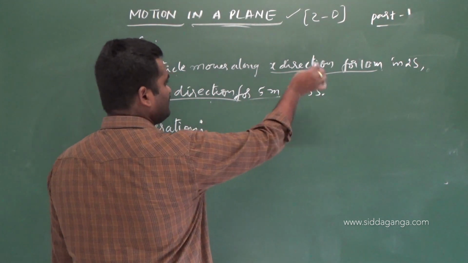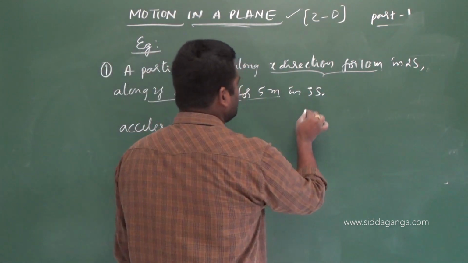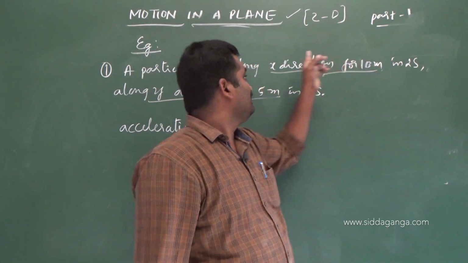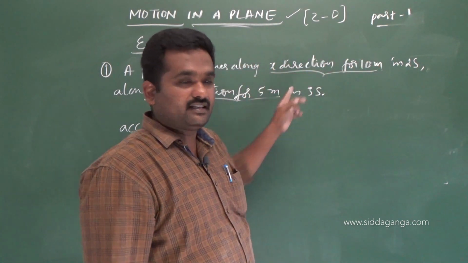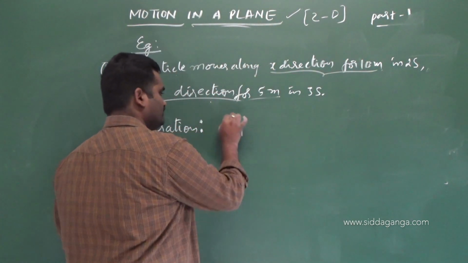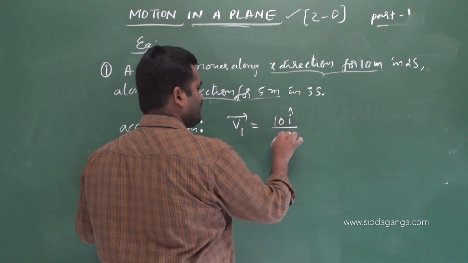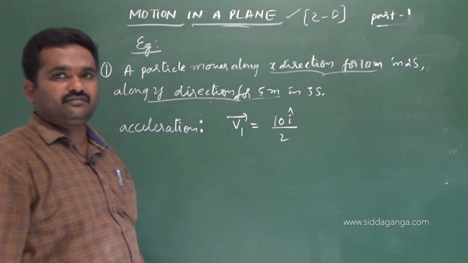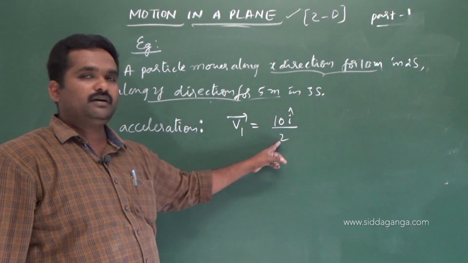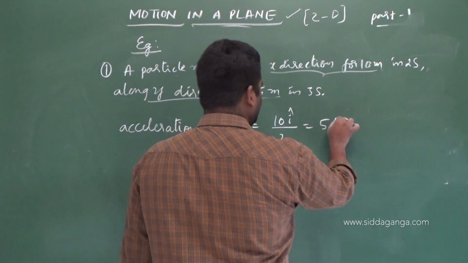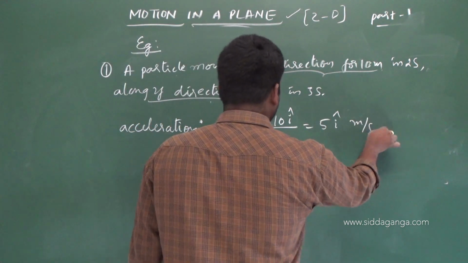Firstly, what is the value of V1 bar here? The body travels 10 meters in 2 seconds, in the X direction. So I can say the first velocity is 10 i cap divided by the time taken, 2. See carefully, 10 i cap divided by 2. So how much is it? 5 i cap meter per second. This is V1.